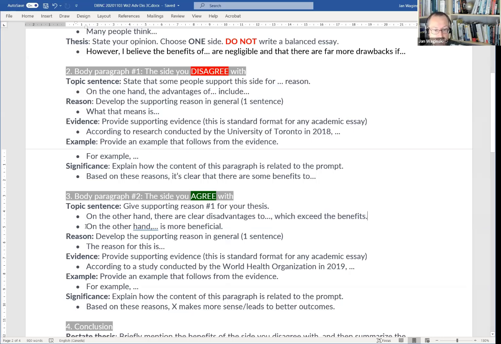Another way to phrase it is, on the other hand, the other side is more beneficial. You don't need to say in my opinion, you don't need to say I think. If you use this kind of wording, is more beneficial or which exceeds or exceed the benefits, it's clear that that is also your position. Okay. Then you give your reason, your evidence, your example, and you finish off by saying based on these reasons, this side makes more sense or it leads to better outcomes.